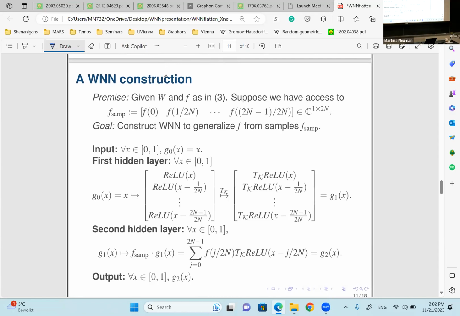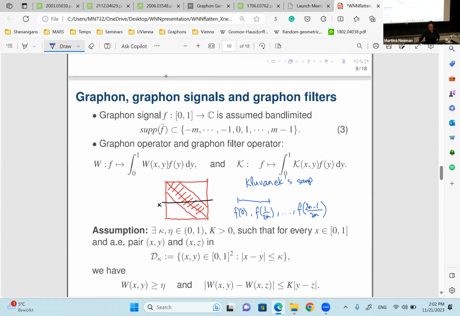Let me go back to that. I'm going to need to sample way more than that. Now that the support of F hat is in this band, I can assume it's actually in the integer interval from negative N all the way to N-1, where N is much bigger than m. So I need to sample way more than the regular frequency. In this case, I would have to sample at the points F of 0, F of 1 over 2N, all the way to 2N minus 1 divided by 2N.